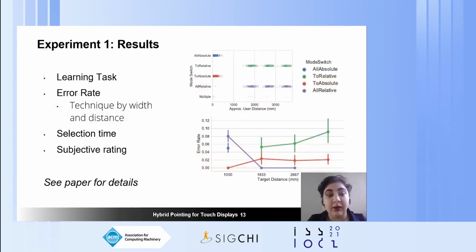For experiment 1, we looked at learning, error rate, technique by width and distance, selection time, and subjective ratings from the user. We were particularly interested in mode switching between absolute and relative, as you can see on the right-hand side top figure. Users generally used absolute and relative based on the distance they were from their targets. And we can see that the error rates for CursorTap were appropriate for the mode that we had presented. So going forward, we use CursorTap in the second study.